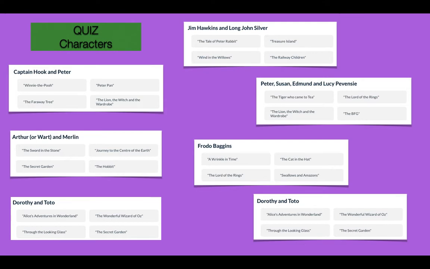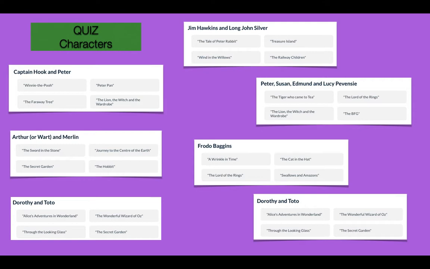So Captain Hook and Peter are characters from number 2, Peter Pan. Arthur and Merlin are characters from the animation, the book, The Sword in the Stone. Dorothy and Toto are characters from number 2, The Wonderful Wizard of Oz. Next, Jim Hawkins and Long John Silver are characters from Treasure Island, number 2.